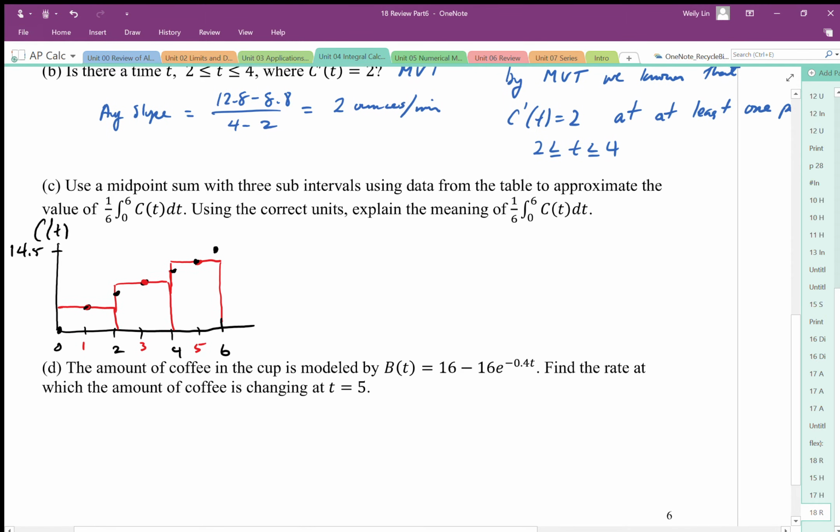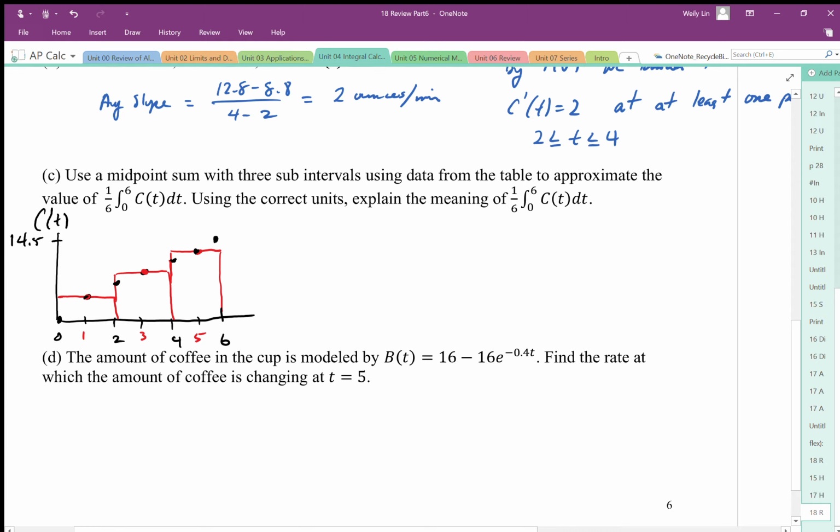Part C says, use a midpoint sum with 3 subintervals to approximate the value of this integral. First of all, we are given from 0 to 6, and we want 3 subintervals. So I can break it into 3 subintervals, and the height that we're going to use to calculate that area is going to be the midpoint: the y value at 1, the y value at 3, and the y value at 5. So we can see it very clearly when we draw that out.